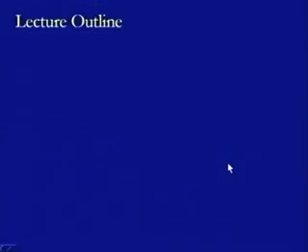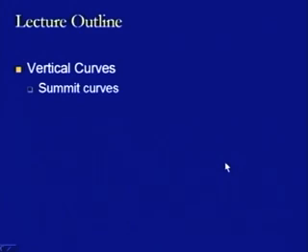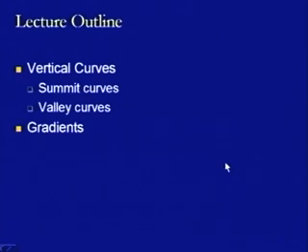In today's lecture, we will give more emphasis to the remaining two aspects of the design of the railway track, that is vertical curves and gradients. The lecture has been arranged so that within the vertical curves we will talk about the summit curves and the valley curves, and then we will talk about gradients and their types.